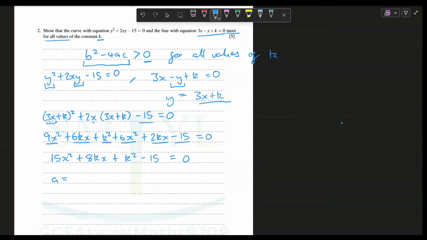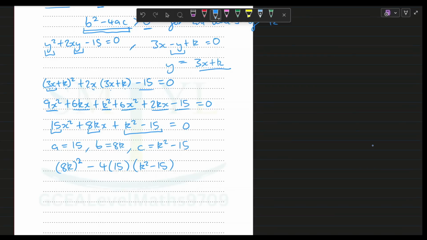So our a, the coefficient of x squared, is 15. Our b, the coefficient of x, is 8k. And our c, the term independent of x, is k squared minus 15. And now we can substitute into our discriminant b squared minus 4ac. So that becomes 8k squared minus 4 times a, which is 15, times c, which is k squared minus 15. Okay, and this is essentially what we have to prove is going to be greater than 0.